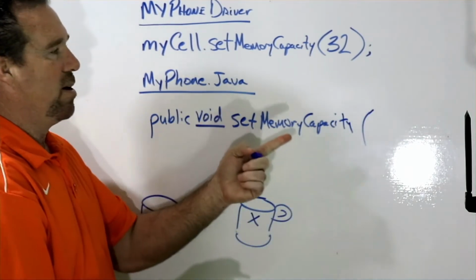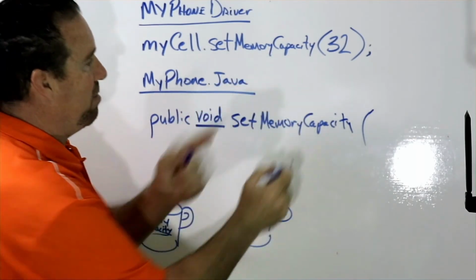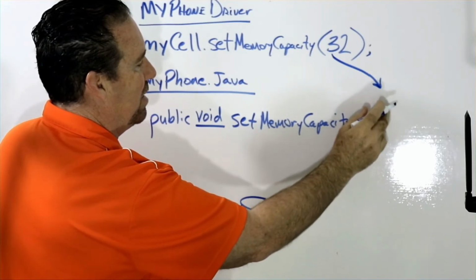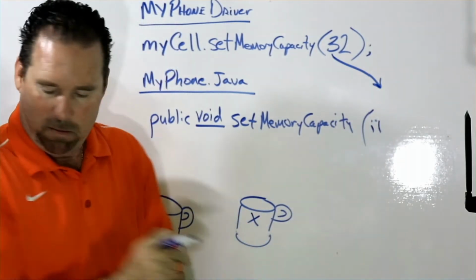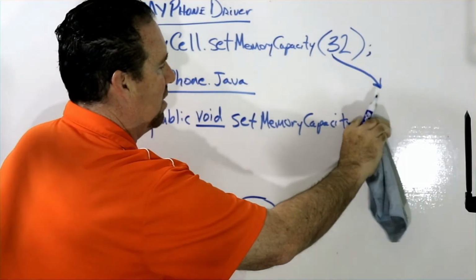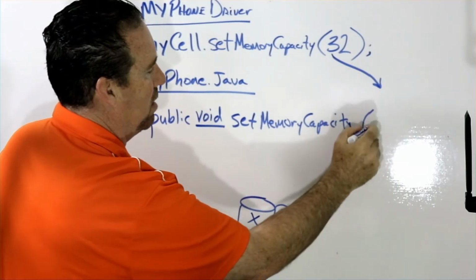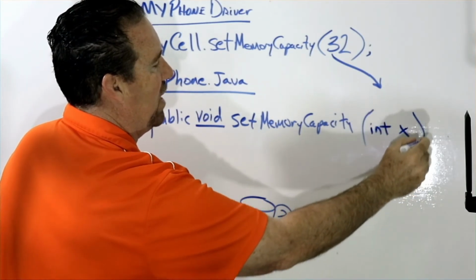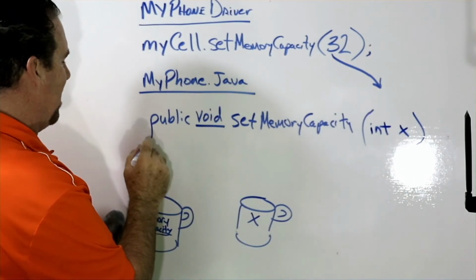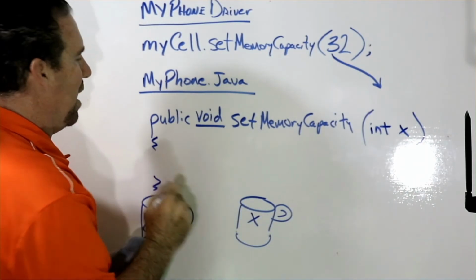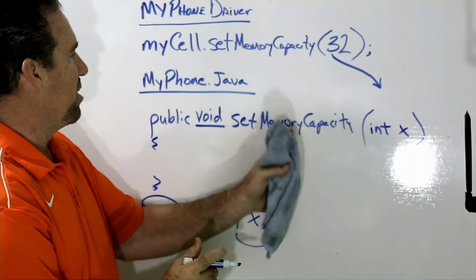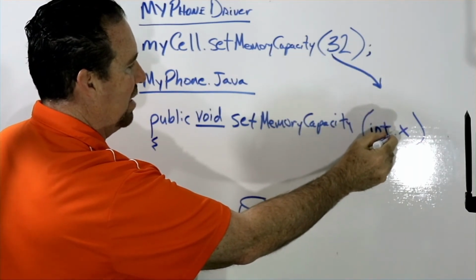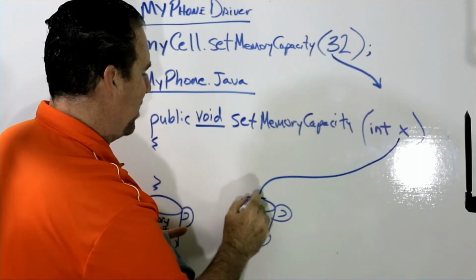All right, now in here, I've got to put what type of data is coming in. So what type of data is it? It's int. All right, and I'm just going to catch it with an X. Now I didn't do this in the code. I actually used memory capacity, but I'm going to use X because I named this cup X. So 32 is going into X, all right? And that means 32 is now going in this cup.